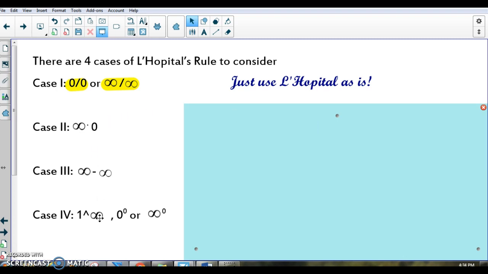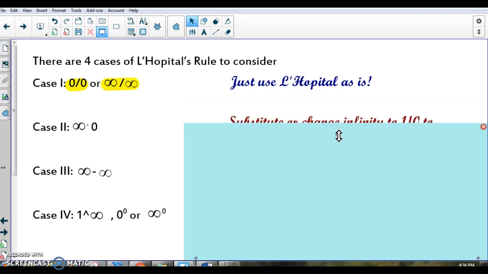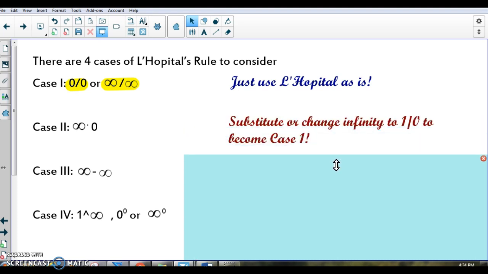These remaining 3 things over here are 3 different situations, and what you're going to do with each of these is rewrite or revamp the problem so that it looks like 0 over 0 or infinity over infinity. So it has to become a fraction. So case 2, if you're multiplying two things together, one of them is infinity and the other part is 0, then you need to do some sort of change to the problem to make the infinity part 1 over 0, so that you're then creating case 1, okay?